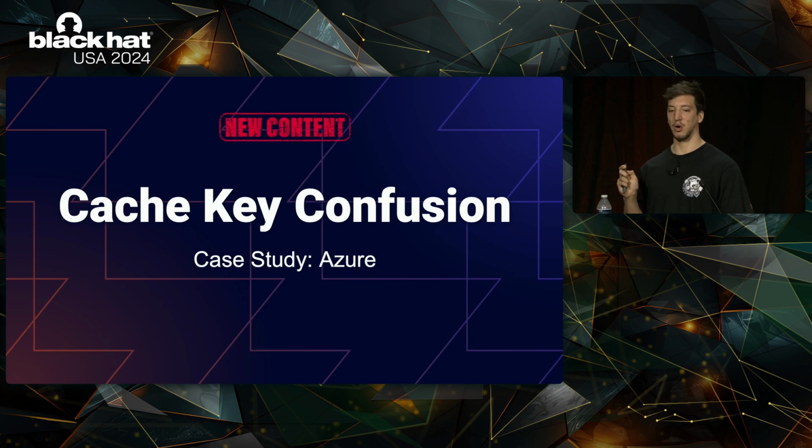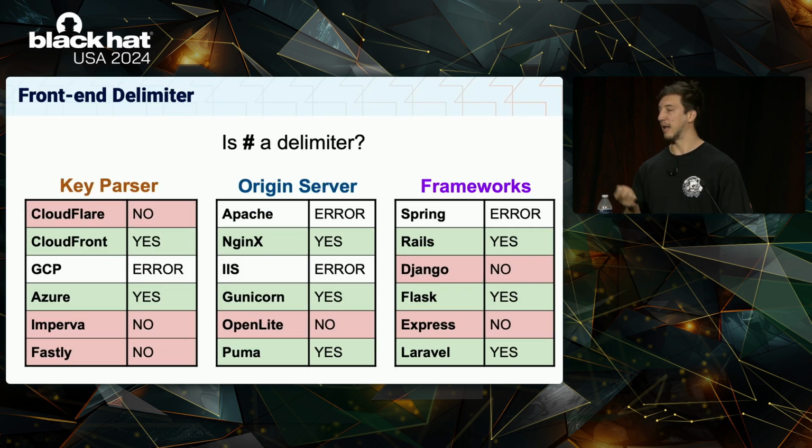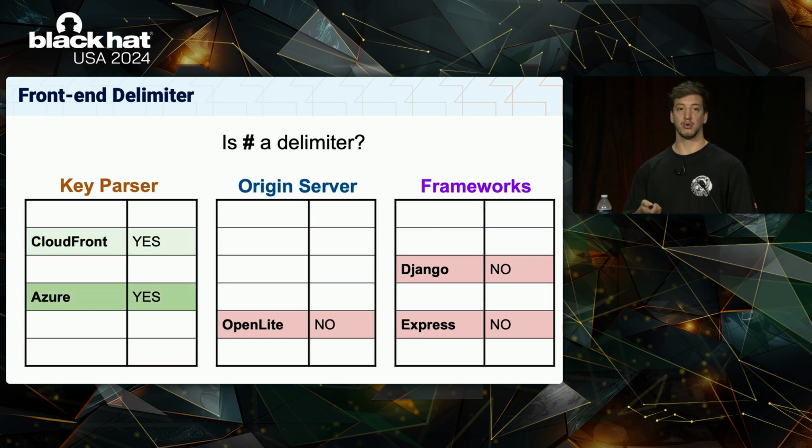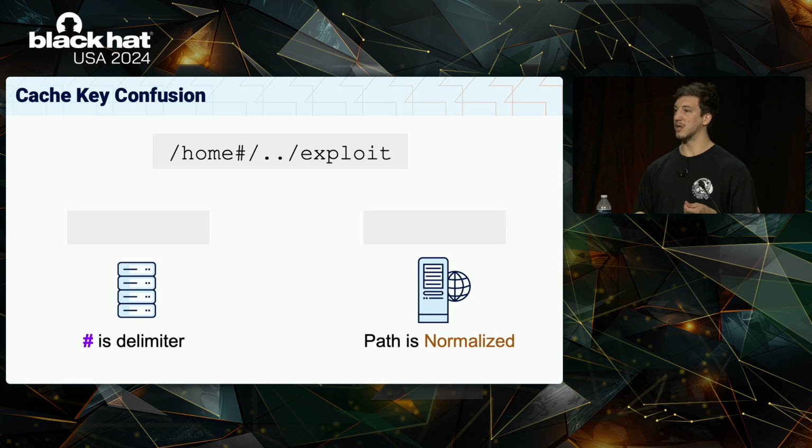So let me show how we can use Azure. Now, in this case, we are going to use the hash as a delimiter in the front end. And this is the only delimiter I found that affects a front end and not a back end. So that's why the hash is also really interesting for me. And in this case, Azure considers the hash as a delimiter, but this is not true for OpenLight, for Django, or for Express. So if we have a delimiter at the front end, and it could be other delimiters also, not only the hash, but in this case, I found that it was affecting Azure in this way.